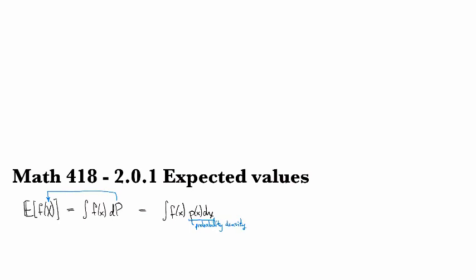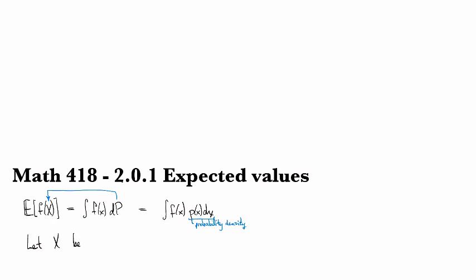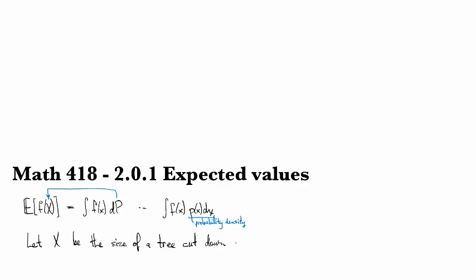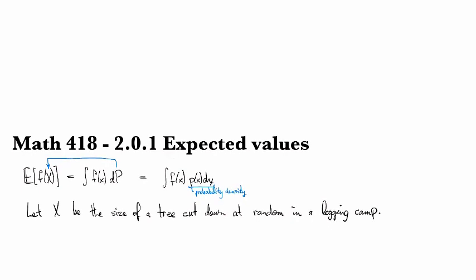Okay, so this is much better explained by an example. So suppose we let x, so this is a random variable, so it's the outcome of a random event, a numerically valued random event. So let x be the size of a tree cut down, chosen at random, in a logging camp. So I'm from British Columbia, so I figured that would be a natural choice of example.